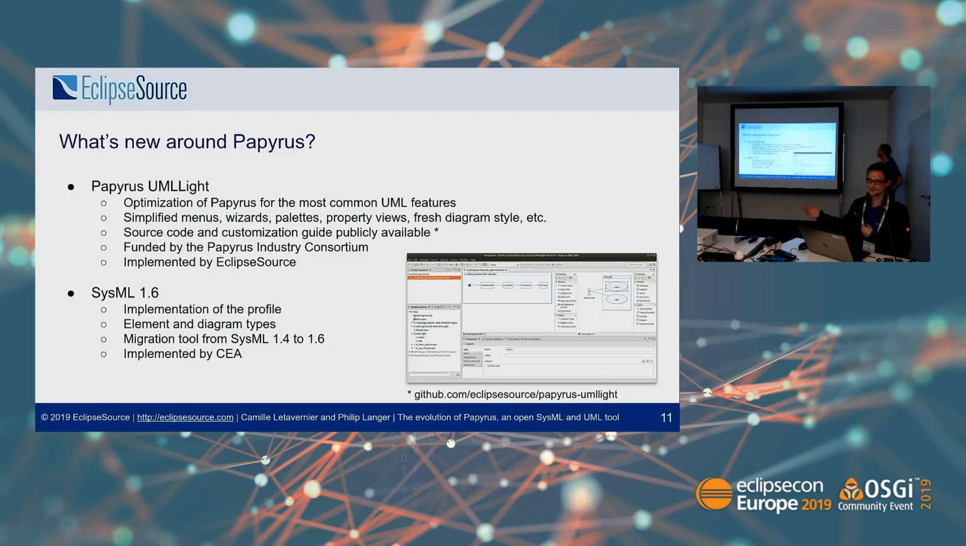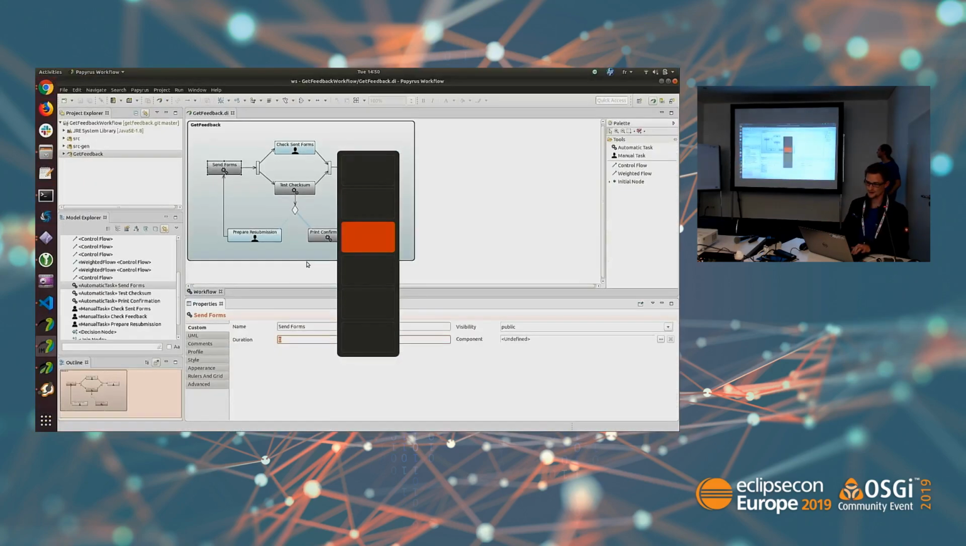So what we built, and that has been funded by the Papyrus Industry Consortium, is a streamlined tool that is way simplified in comparison to the normal Papyrus, and that only provides the most common features. We identified the most common features by looking at the OMG certification levels. When you are being certified to be an expert in UML, there are these levels, and based on those levels, we built Papyrus UML Lite. And I will just show you that a little bit.